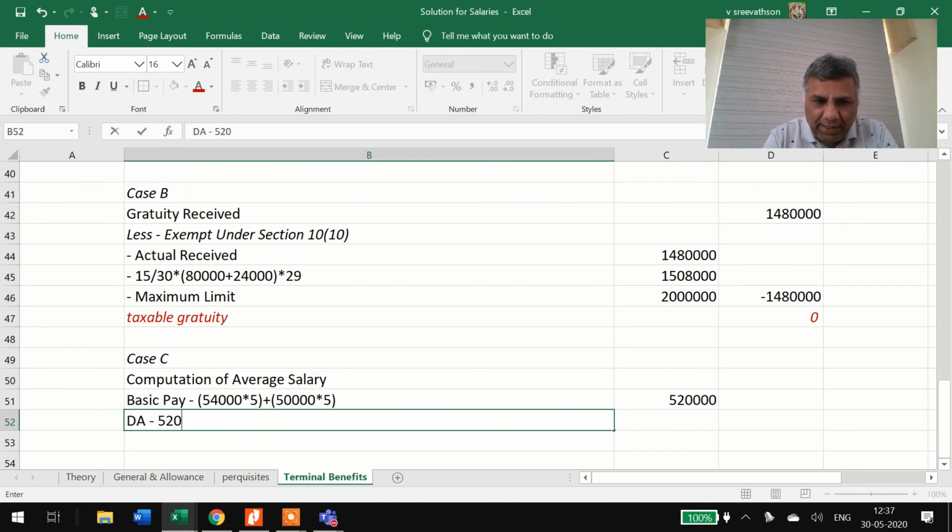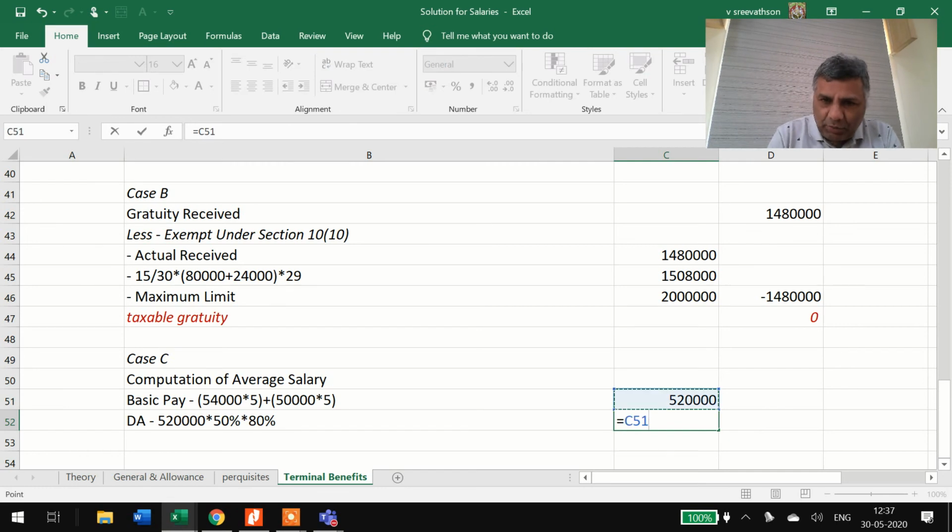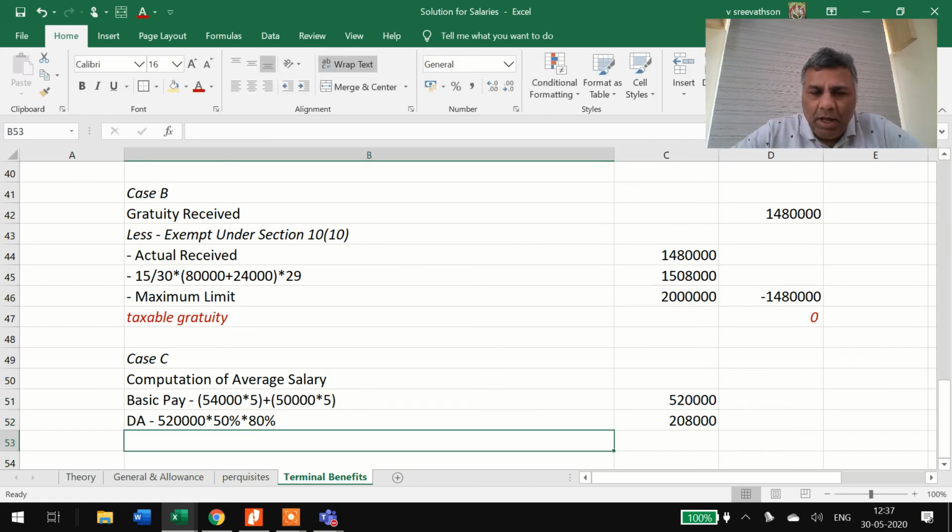So 5,20,000 into 50% into 80% is my DA. Repeating, basic pay 54,000 into 5 plus 50,000 into 5. For the last 10 months, this would have been his basic pay. DA 520 into 50% into 80%, 2 lakh 8,000.